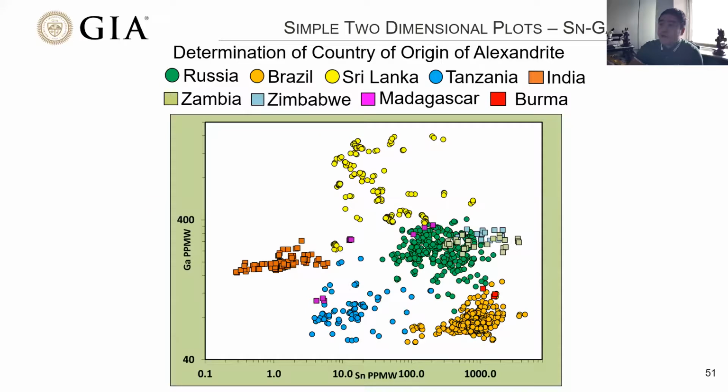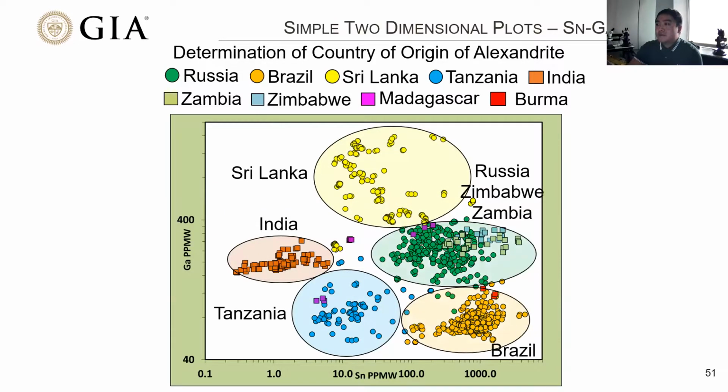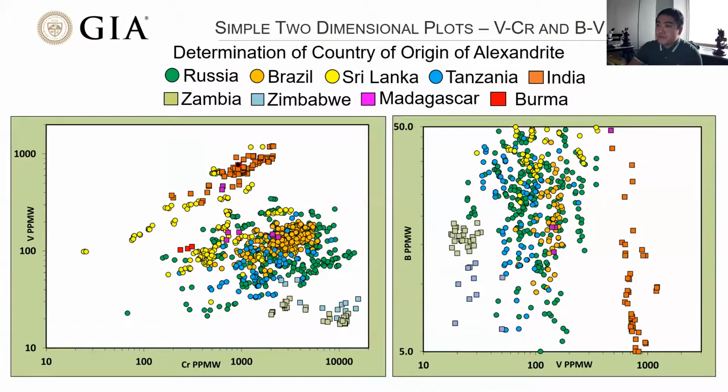I use alexandrite as an example here to show the plots generated by using the trace element data obtained from LA-ICP-MS. In this 10 Ga over Fe alexandrite plot, stones from Sri Lanka, India, Tanzania, Brazil, and Russia are well grouped together and can be separated easily. Only stones from Russia, Zimbabwe, and Zambia showed significant overlapping. We can use other trace elements to separate them.